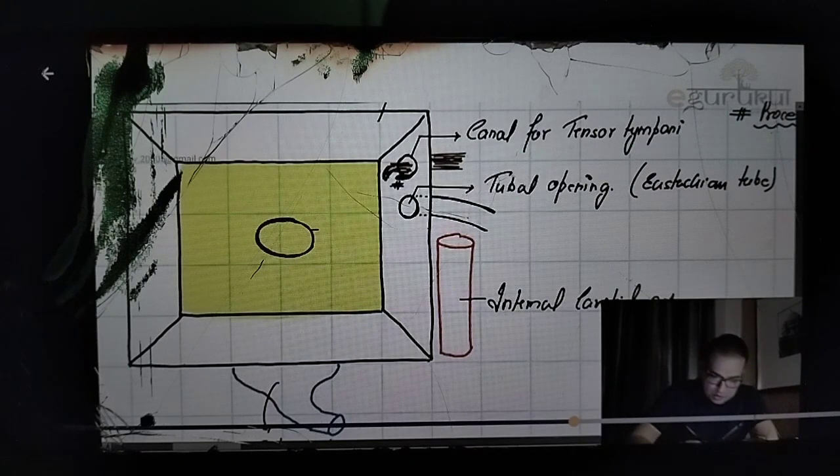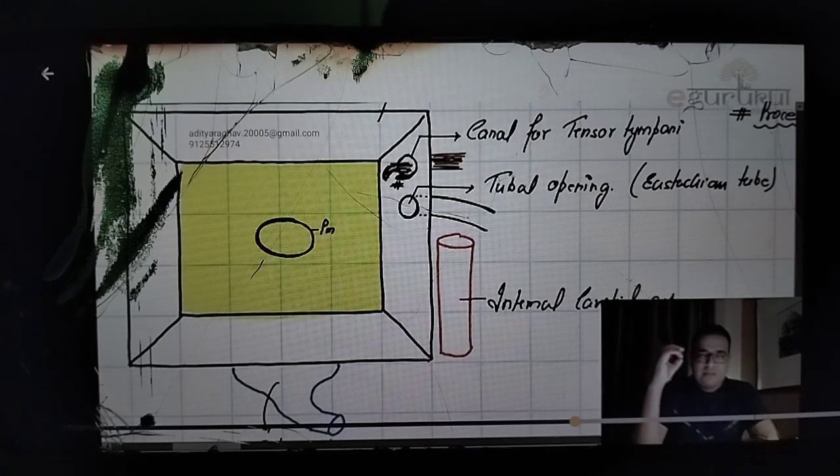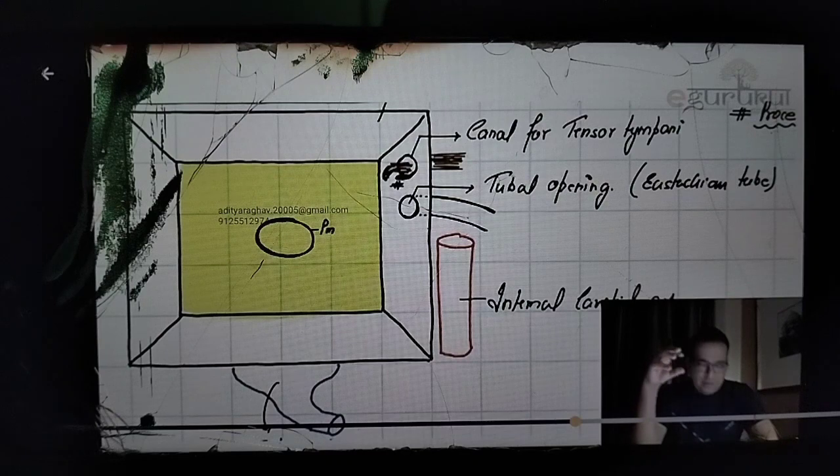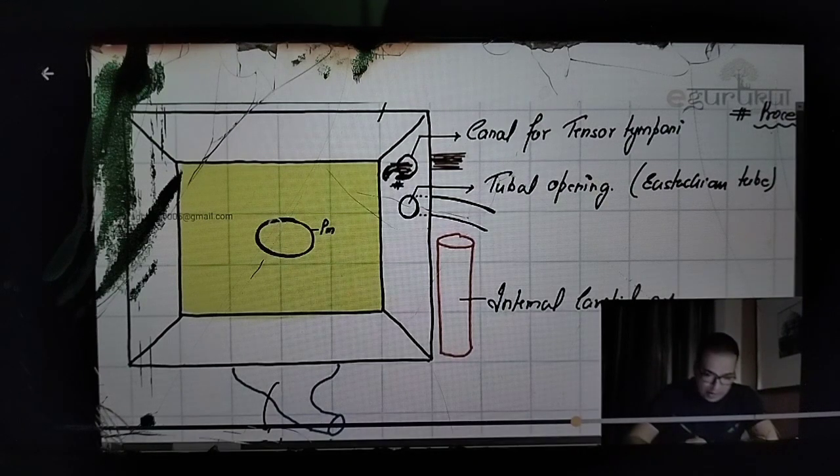I'll keep writing them in short, so PM is for the promontory. Then the three ear ossicles: malleus, incus, and stapes. We know that the stapes is the one which is attached to the medial wall, and the stapes is attached where? Posterior superior to the promontory. This is the promontory, and posterior superior, somewhere here.